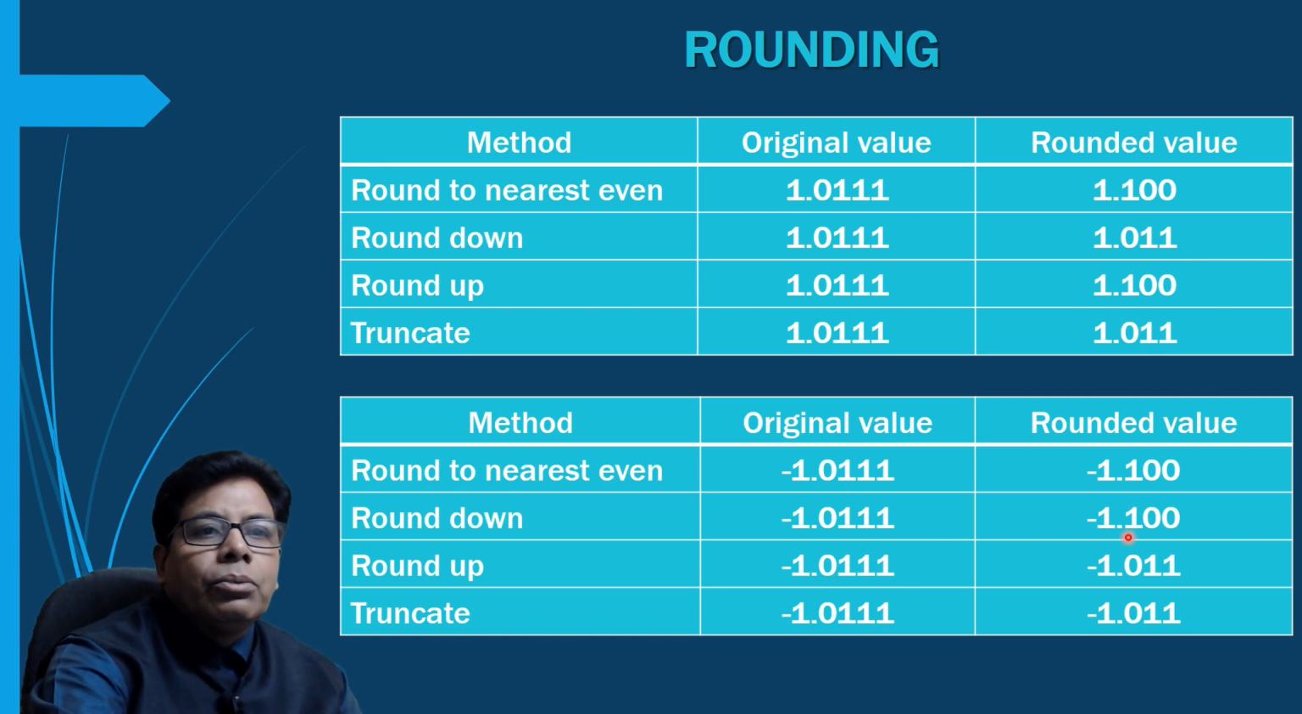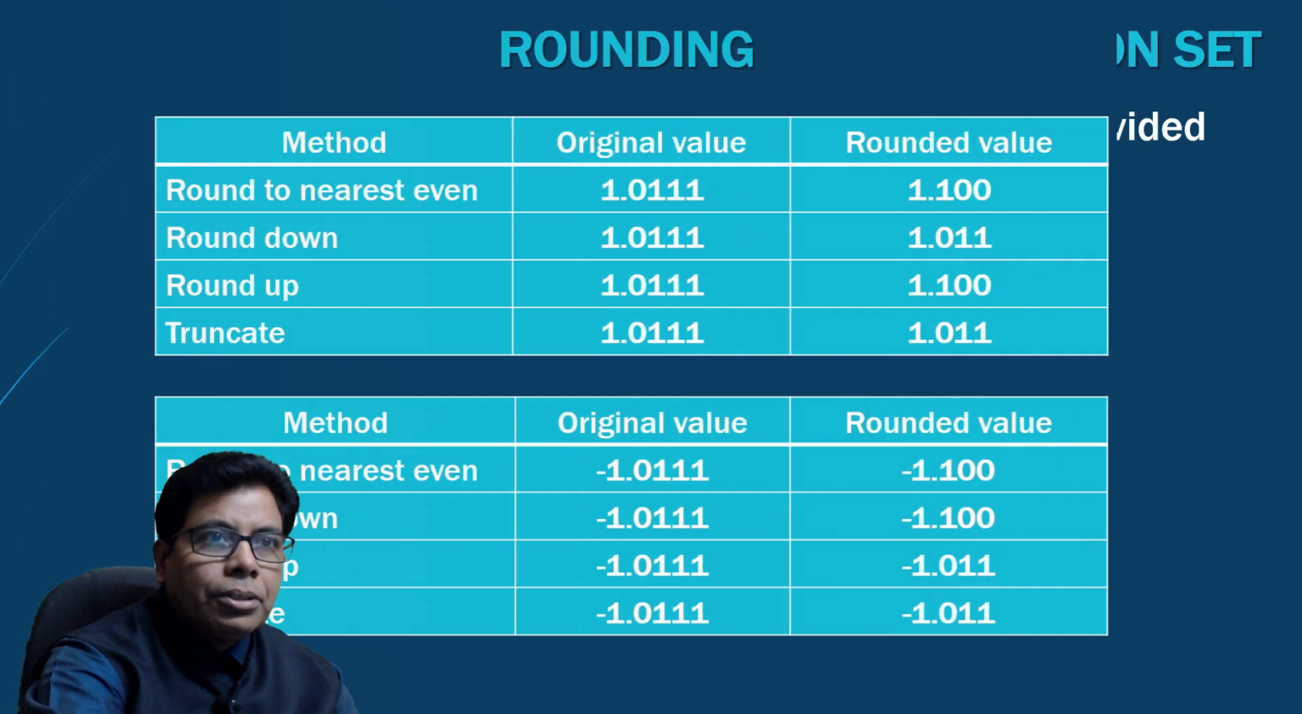Similarly for the negative, here rounding to nearest even gives minus 1.100, and rounding down will also give us the same value, whereas rounding up and truncate will give us this value. So this is how the rounding will be performed.